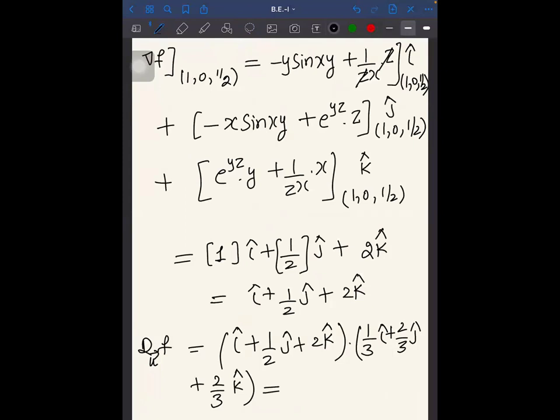So this is equal to what? 1 by 3 plus 1 by 3 plus 4 by 3. So this is 6 by 3, which is 2. Okay? Is it fine?